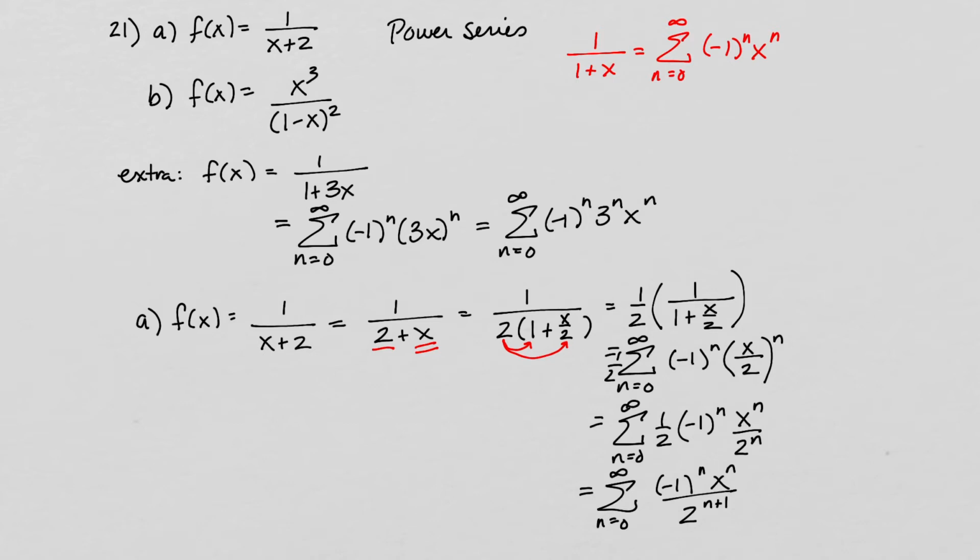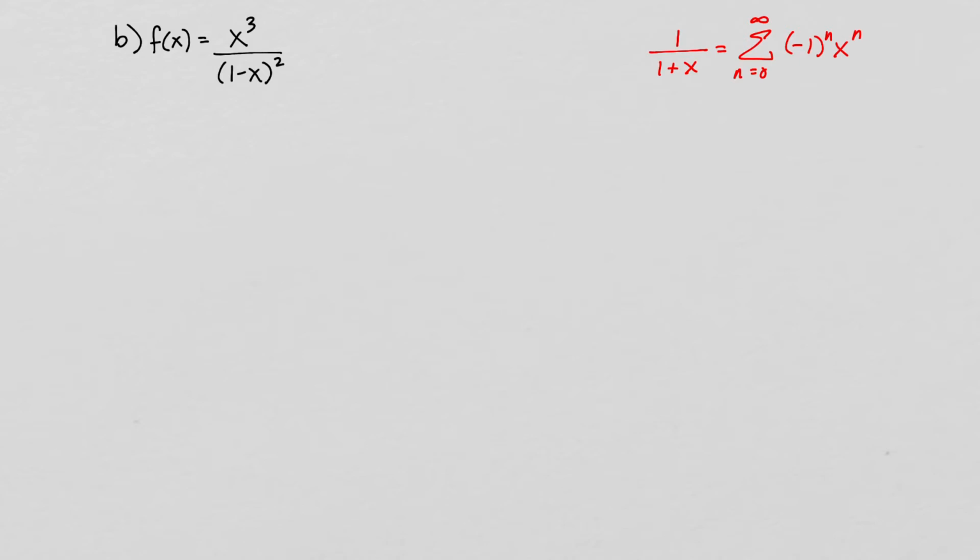Okay, so I'm going to copy this with us and paste it so we still have it as our reference. Part B gives us f of x equals x cubed over 1 minus x quantity squared.